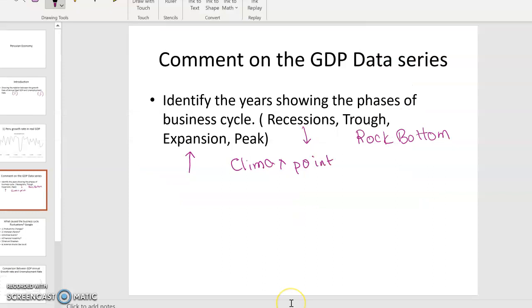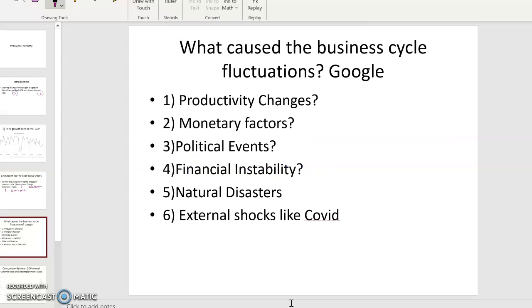After you explain the GDP data series, next try to look at why we had this recession. Was it due to productivity changes, monetary factors, political events, financial instability, natural disasters like earthquakes or tsunamis, or external shocks like COVID or anything else? This really depends on what economy you are working with.